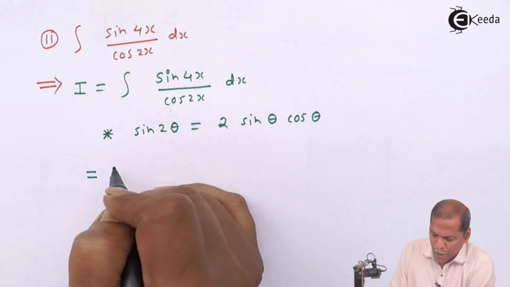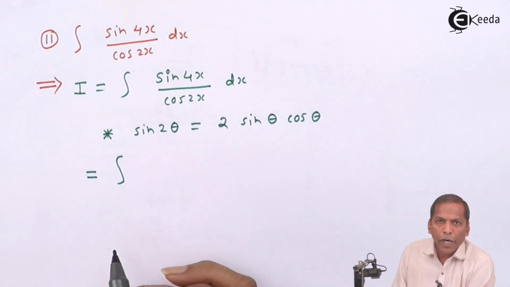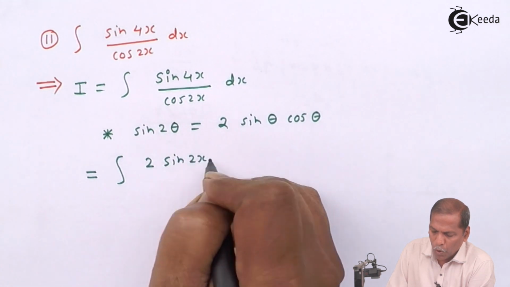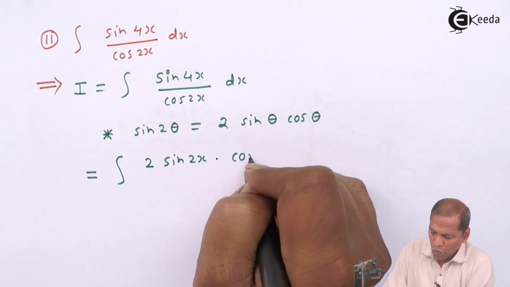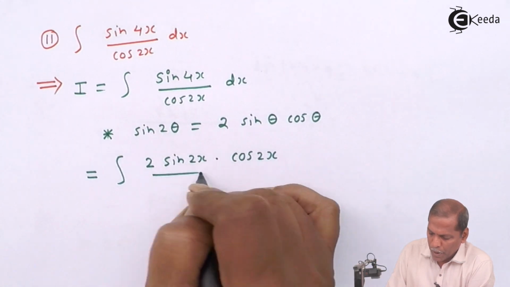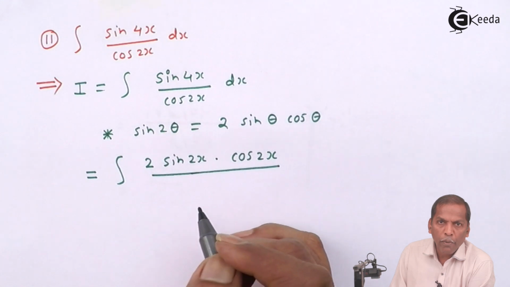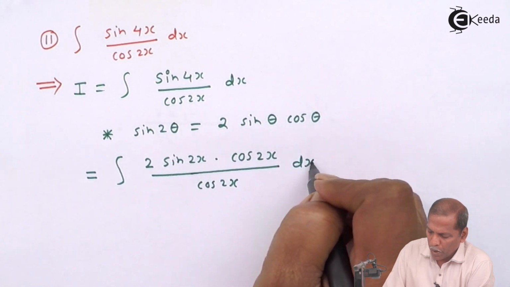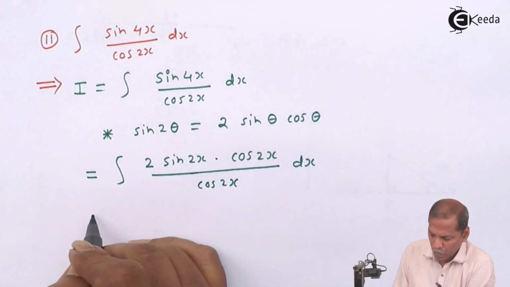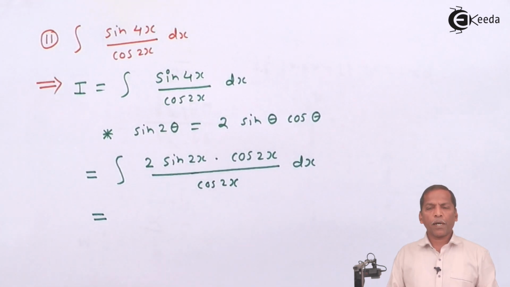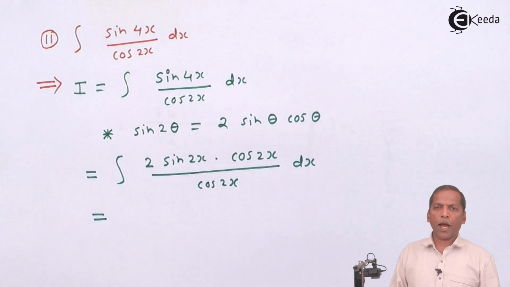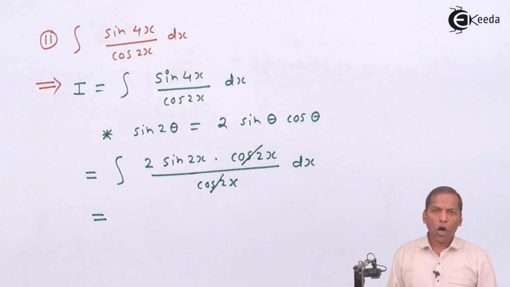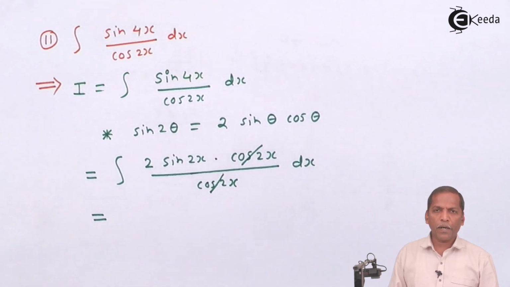So therefore, in the present case, sin 4x can be written as 2 sin 2x into cos 2x, and the whole thing divided by cos 2x into dx. Now here we cancel cos 2x from numerator and denominator, and the constant term 2 we take outside the integral sign.